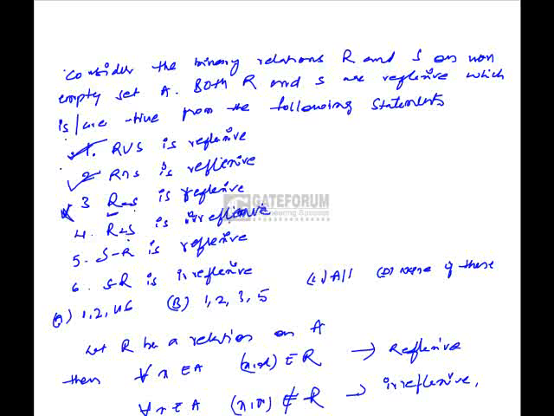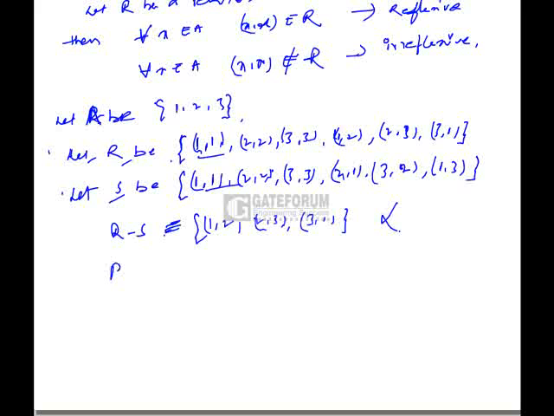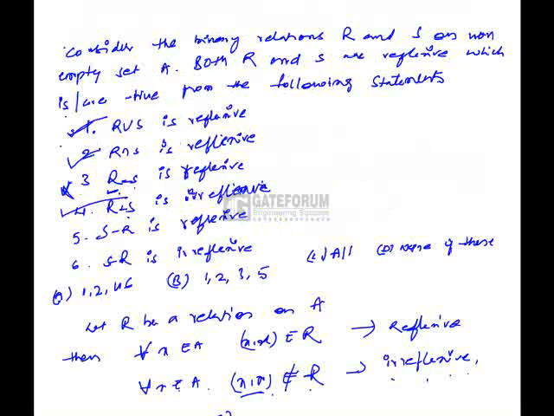The fourth statement says R minus S is irreflexive. We got R minus S as this, and we know that for all x belongs to A, (x, x) should not belong to R. This is the condition for irreflexive. Here, not even a single diagonal element, either (1,1), (2,2) or (3,3), is present. So we can say this is an irreflexive relation. So the fourth statement is true.